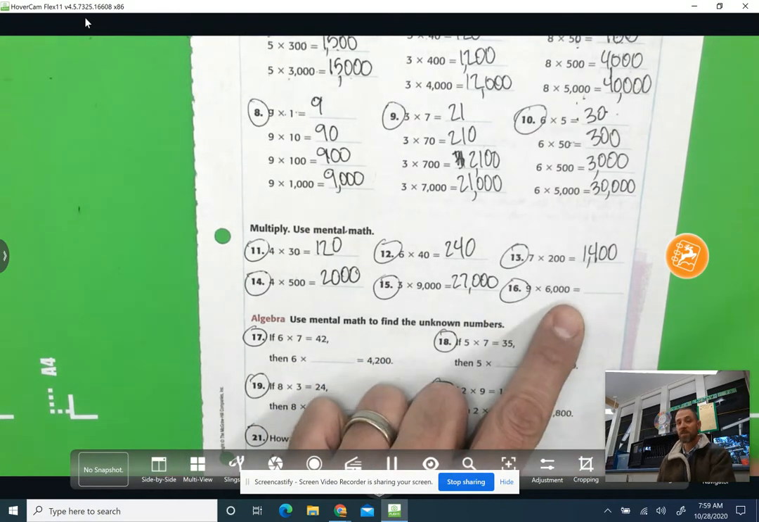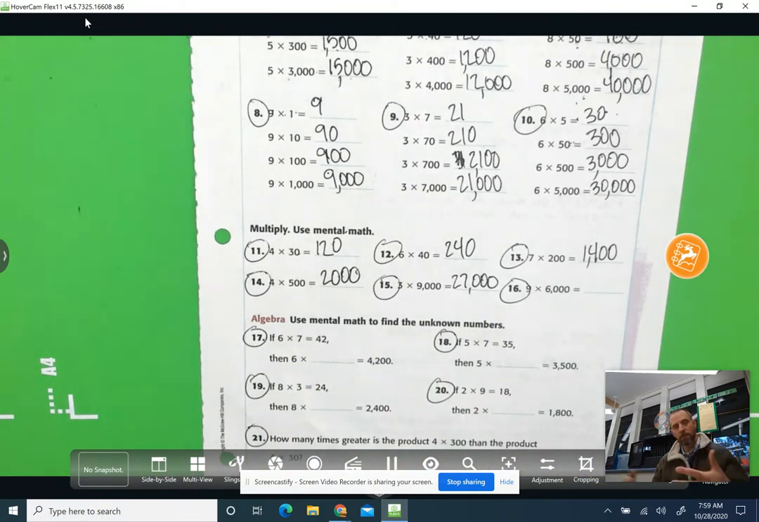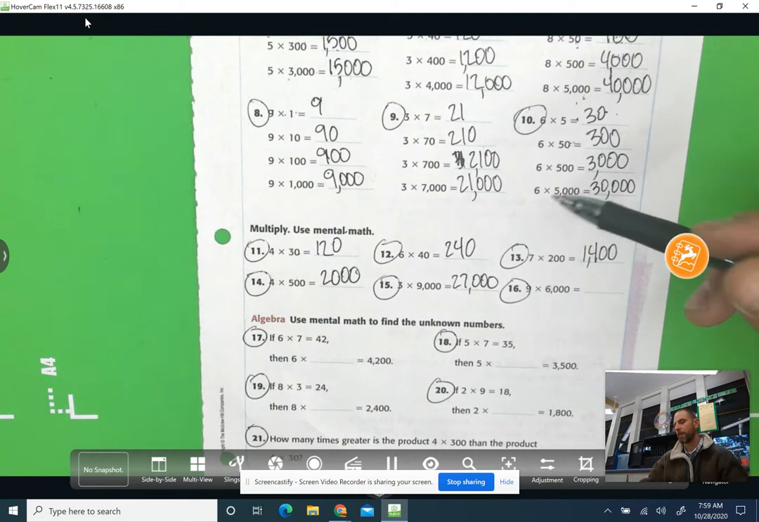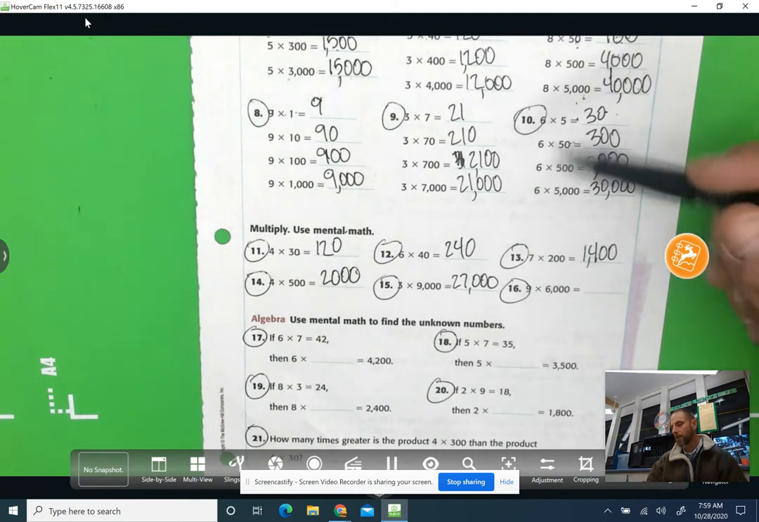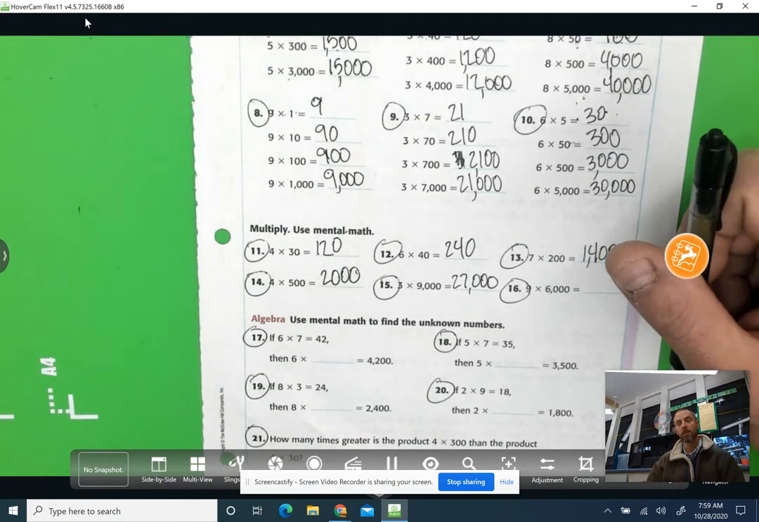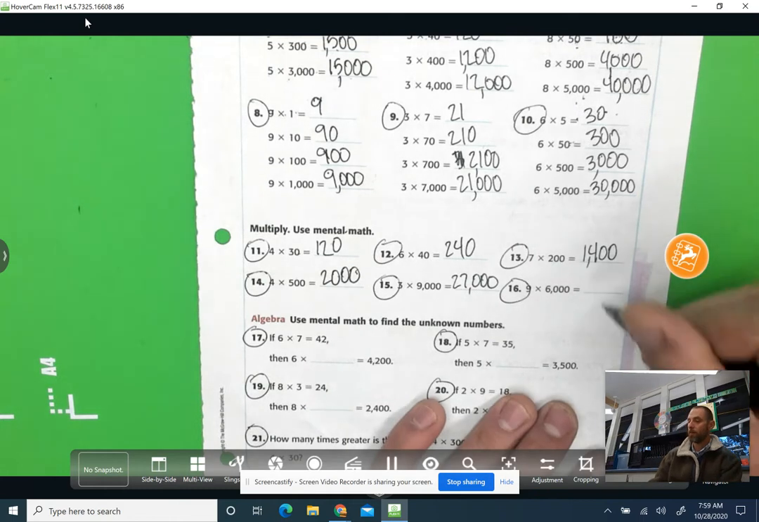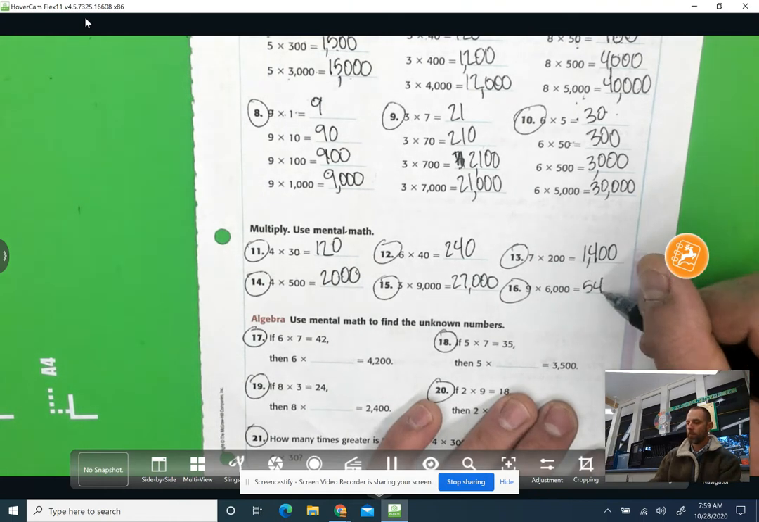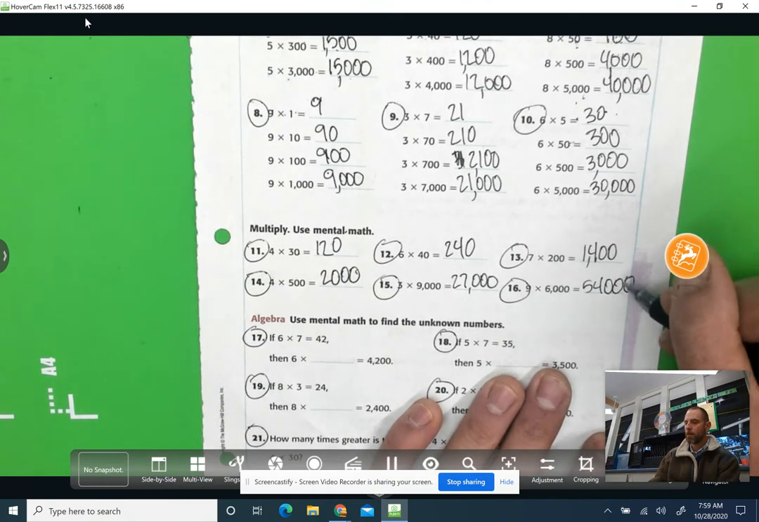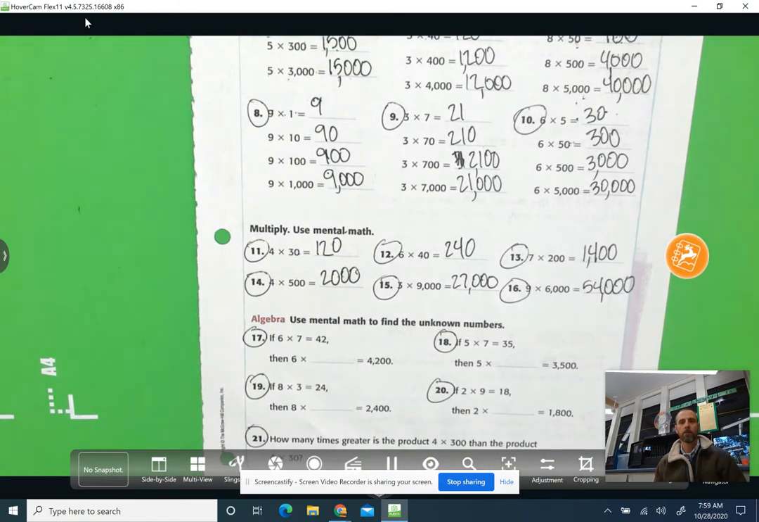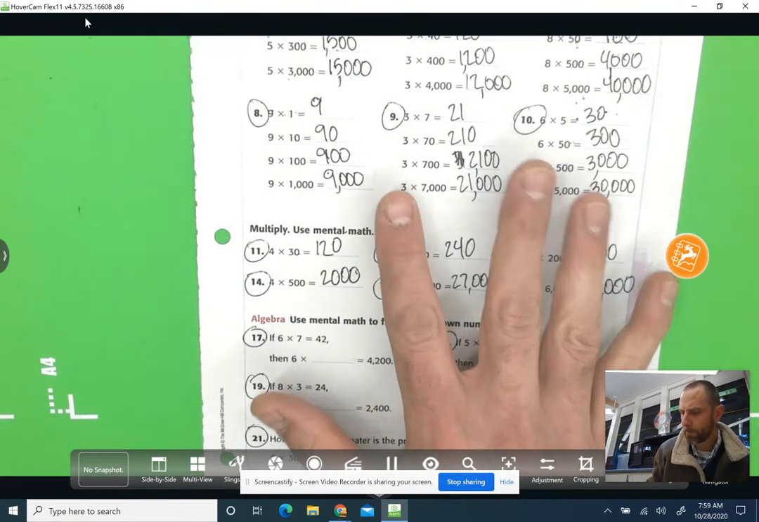9 times 6,000, well, 9 times 6, and this is me using mental math. I'm talking to myself while I'm talking to you at the same time, but 9 times 6,000, well, 9 times 6 is 54. 9 times 6,000, add 3 zeros to the end of that answer, okay?